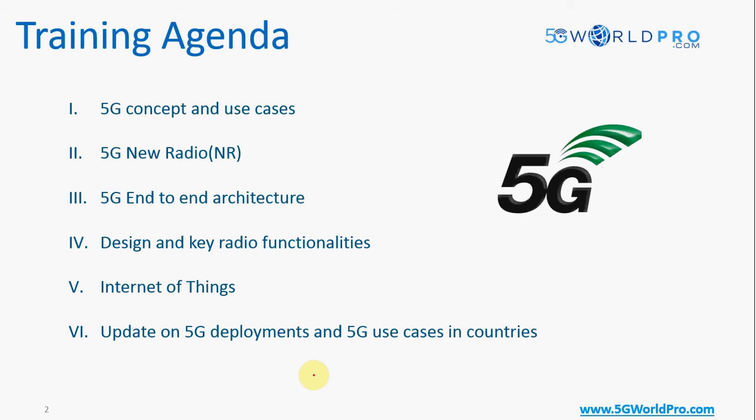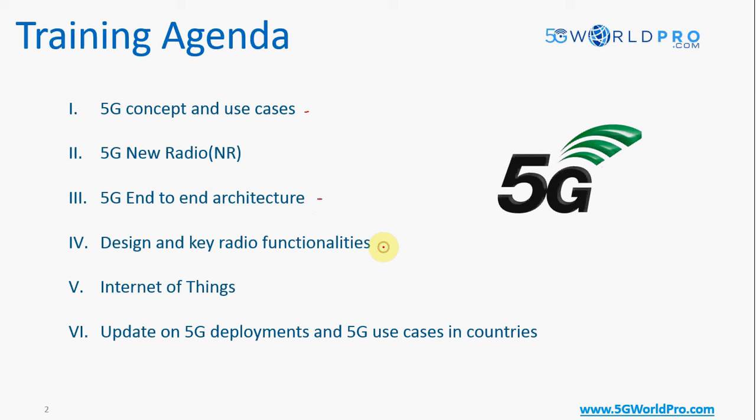So let's start by presenting the training agenda. There will be 6 different modules covering different aspects. We will start at the beginning with the 5G concepts and use cases. Then we will go in the next module to the 5G new radio. The third module will handle the 5G end-to-end architecture.